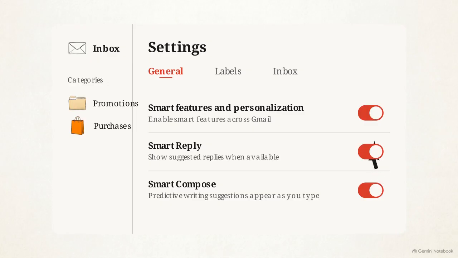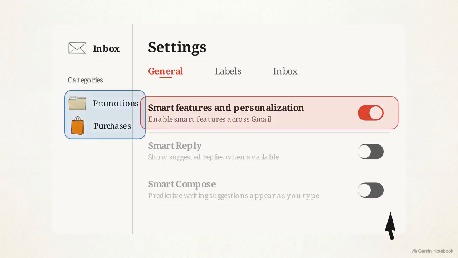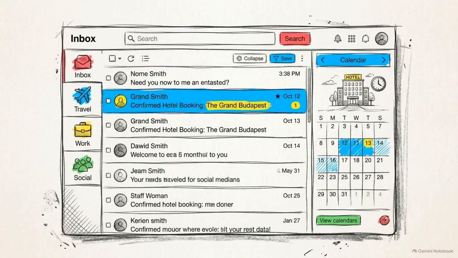On desktop, click the gear icon for settings, stay on the General tab, and switch off Smart Reply and Smart Compose. This hides canned replies and predictive text. Because the master switch remains on, spell check and categories still function. This route prioritizes daily utility. It addresses the annoyance of AI-generated suggestions without losing the core organizational tools most users rely on.